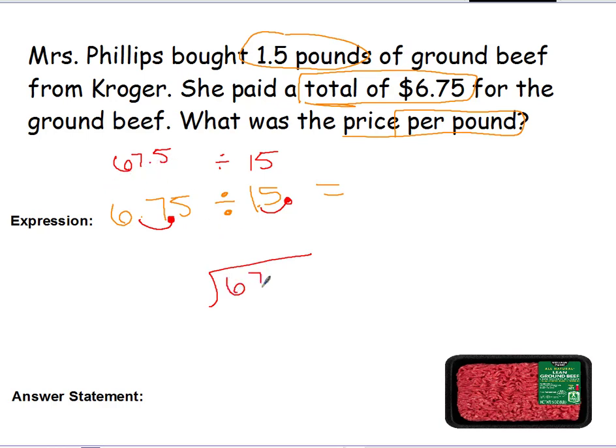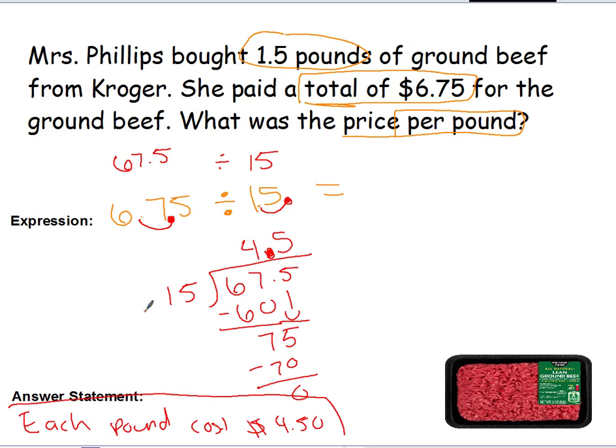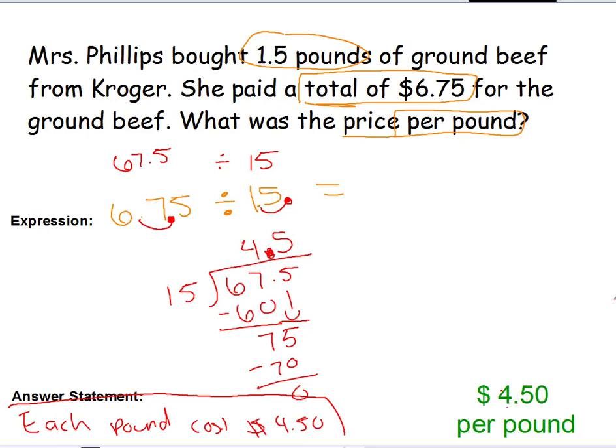Once I have my new expression, now I can create my long division. My dividend goes inside and my divisor goes outside. And now I divide as usual. Again, go ahead and pause the video and click play once you are ready. Okay, you should have 4.5. So that means that each pound cost Mrs. Phillips $4.50. Again, if you got this problem right, then go ahead and move on. If you got it wrong, look at my math and see where the mistake was.